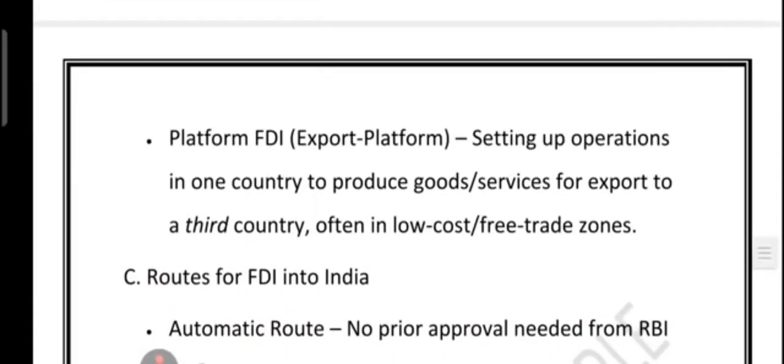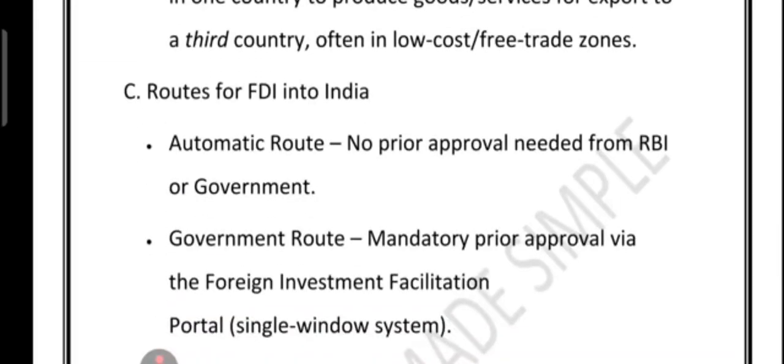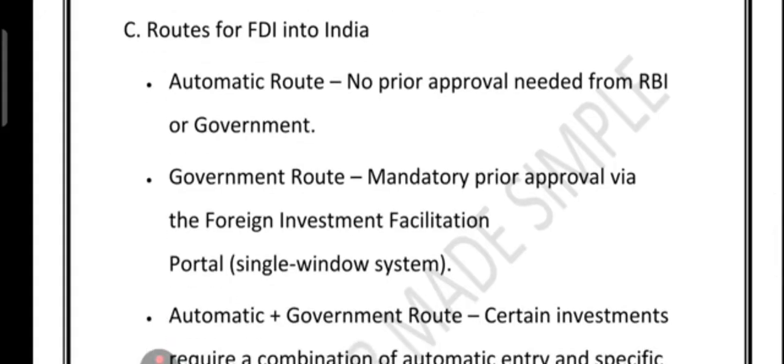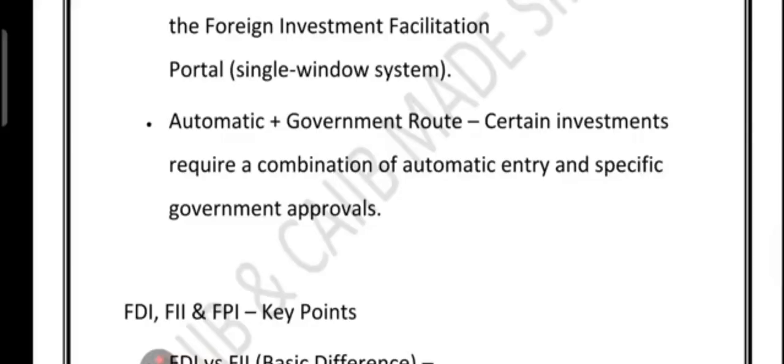And finally, we have the platform FDI, which means you set up operation in one country, but the goods and services are made mainly to export to a third country. Mainly companies do this in low cost or free trade zone. Finally, if you look at the routes for FDI into India, it is automatic route, which means easy entry, no prior permission needed from RBI or the government. Government route, which means you must get approval first through the Foreign Investment Facilitation Portal. Then we have something automatic plus government route. In some cases, part of the investment is automatic, but certain approval are still required. So in short, FDI can be of different types depending on how you invest, what business you invest in, and which route can you take to enter a country.